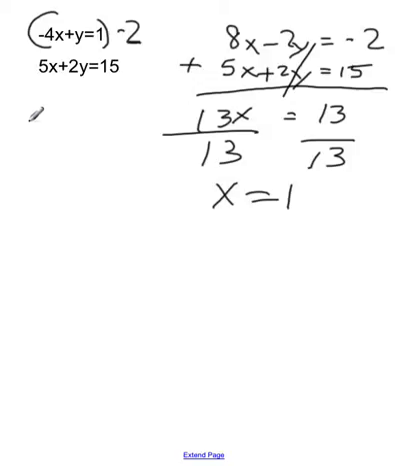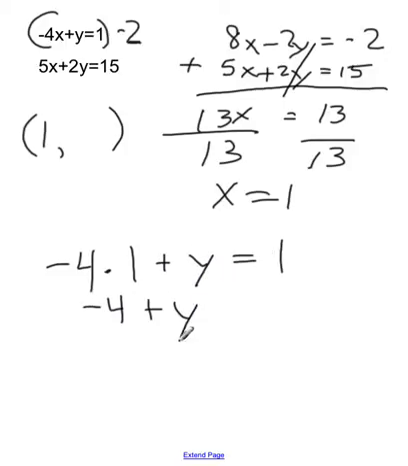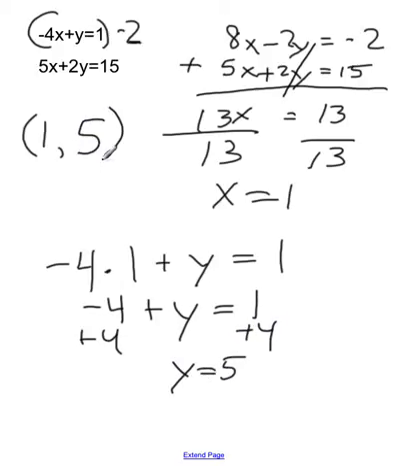So this is the most complicated of the methods because there's so many steps involved. I've got to get my y coordinate. I think I'm going to choose the top equation. Negative 4 times 1 plus y equals 1. Negative 4 plus y equals 1. Add 4 to both sides. Y equals 5. I have 1, 5.